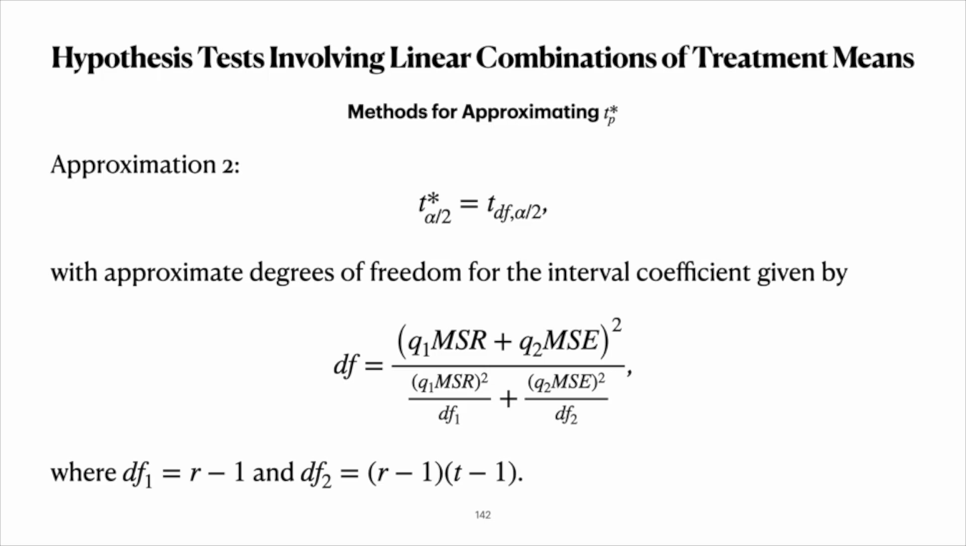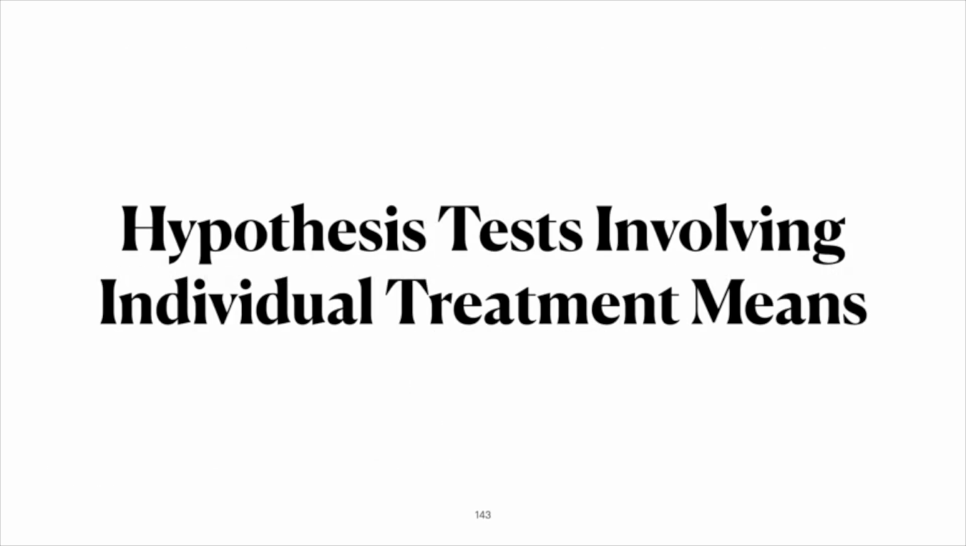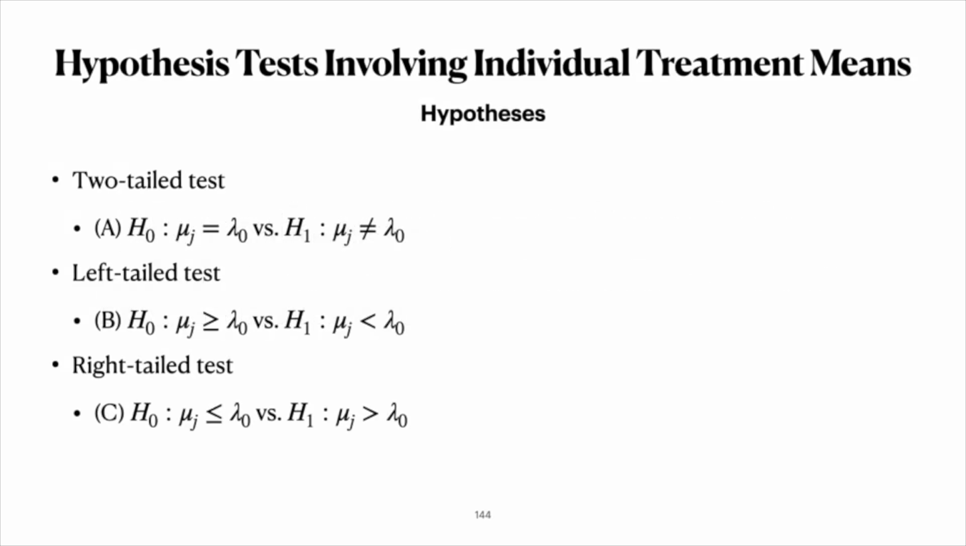Now if we look at the very special case of just one treatment mean, or an individual treatment mean, which we can certainly do, then some of the calculations get simplified, and in particular the formulas for the approximate t-values simplify a bit, and so we'll look at that. So in this situation, when we're looking at hypothesis tests involving individual treatment means, in the null and alternative hypotheses, obviously we would have just one of the treatment means.